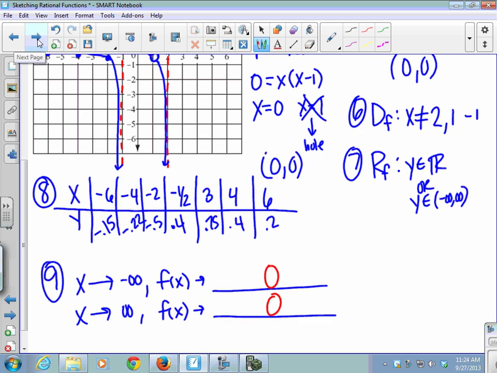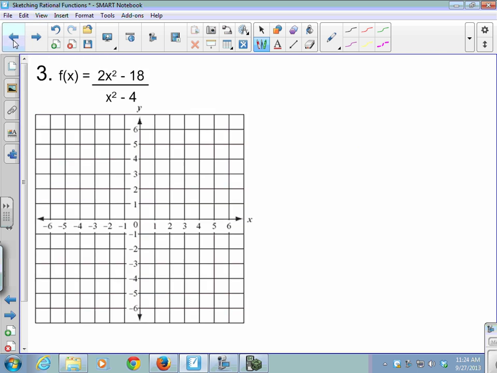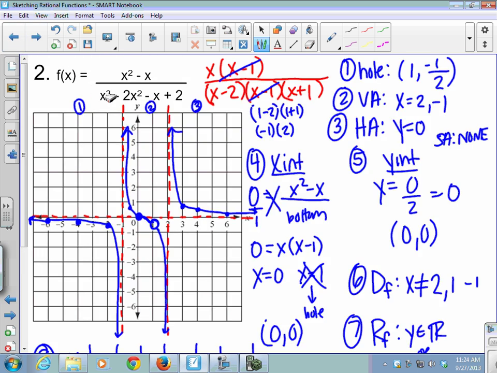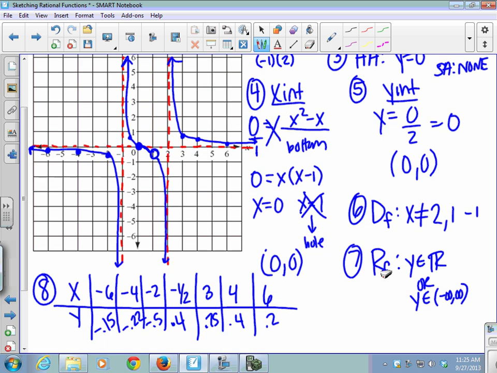And we have 2 more examples, but I'm going to do those later. Some of them involve a slant asymptote. So this is part 1, and I'll do the rest of the examples in part 2.